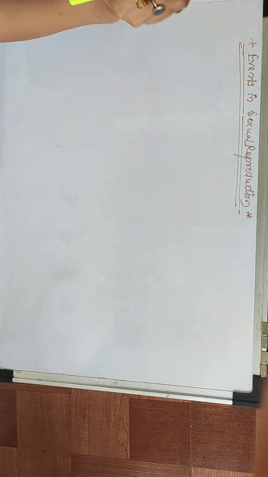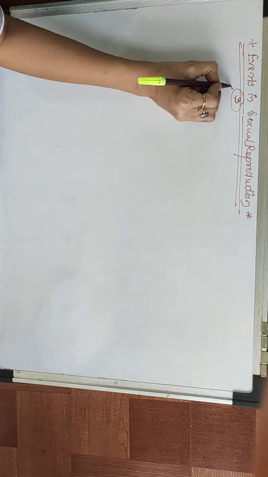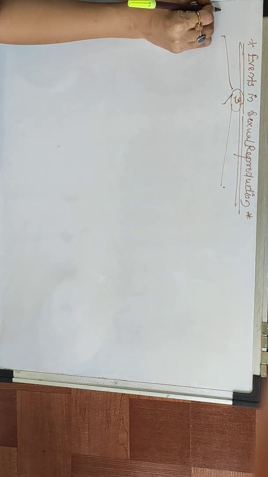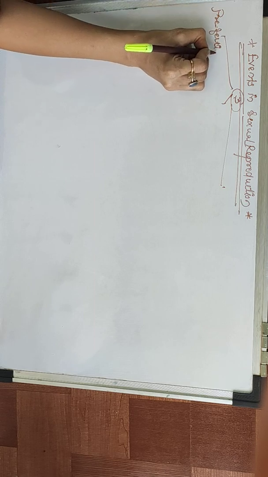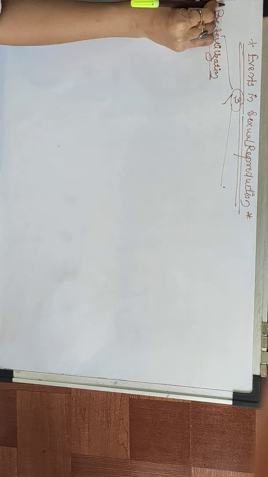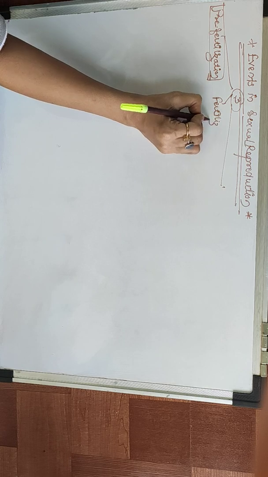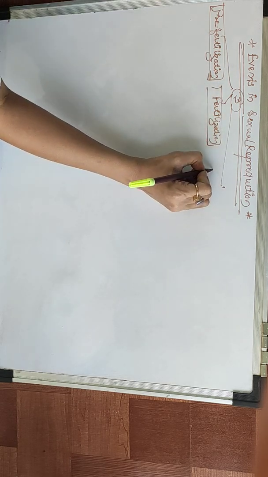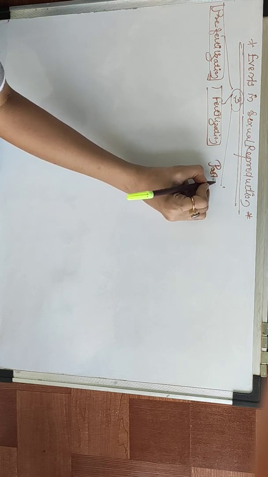may be grouped into three distinct stages. So there are three events. First is called pre-fertilization. Second is called fertilization. And third is called post-fertilization.